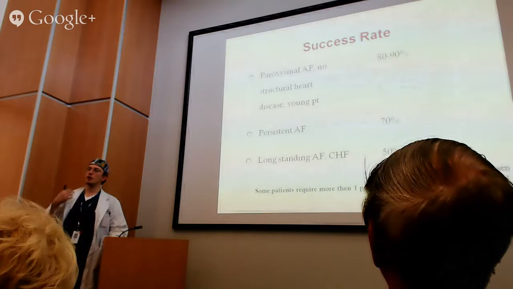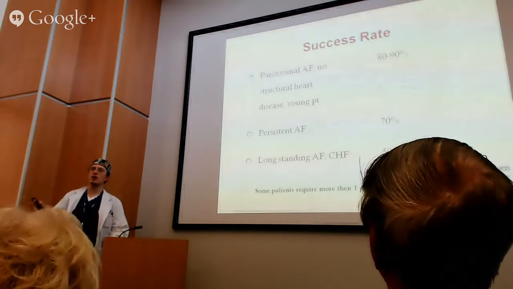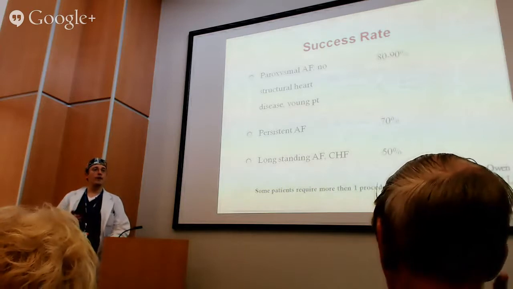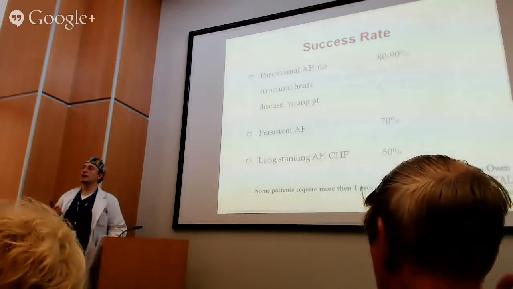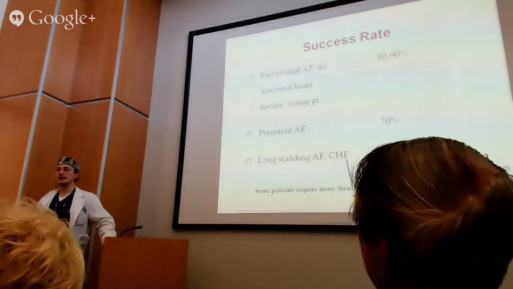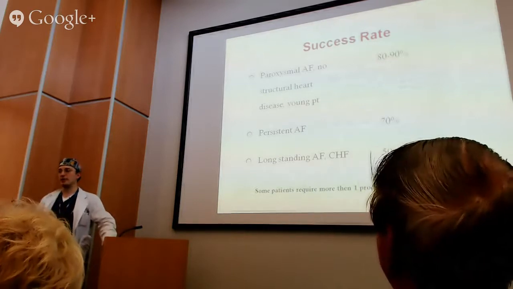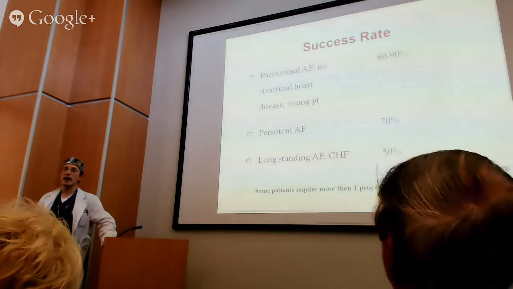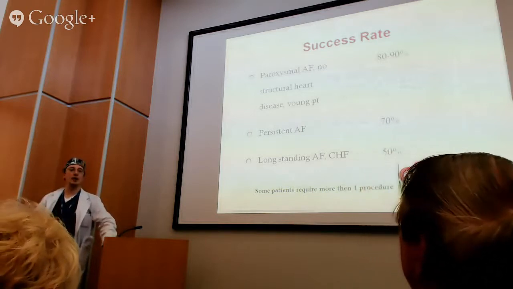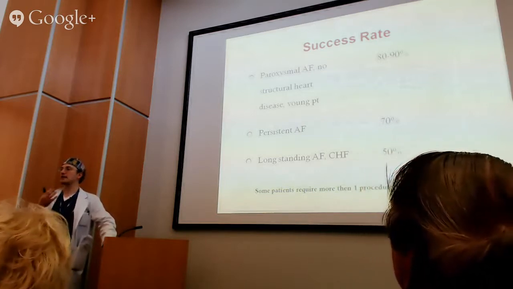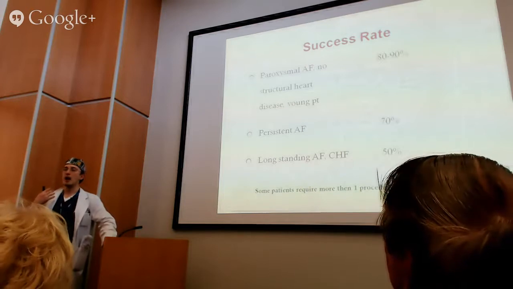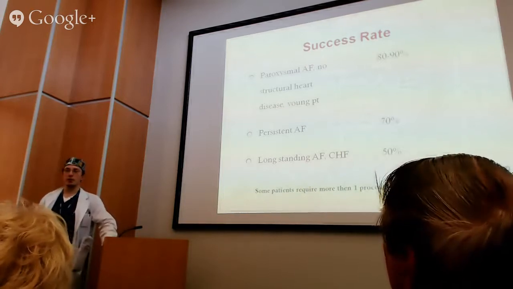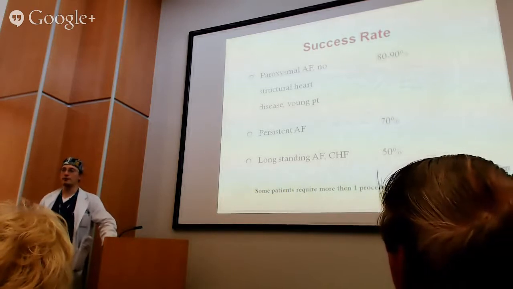In patients who have no structural heart disease and where the arrhythmia comes and goes, the success rate is pretty high. It's on the order of 80 to 90%. In patients with a longer lasting atrial fibrillation that has been there for a while and is persistent, the success rate is probably closer to 70%. In patients who have been in an arrhythmia for years and have extensive scarring, or patients who have a lot of other types of heart disease, the success rate is even lower. It's on the order of 50%.